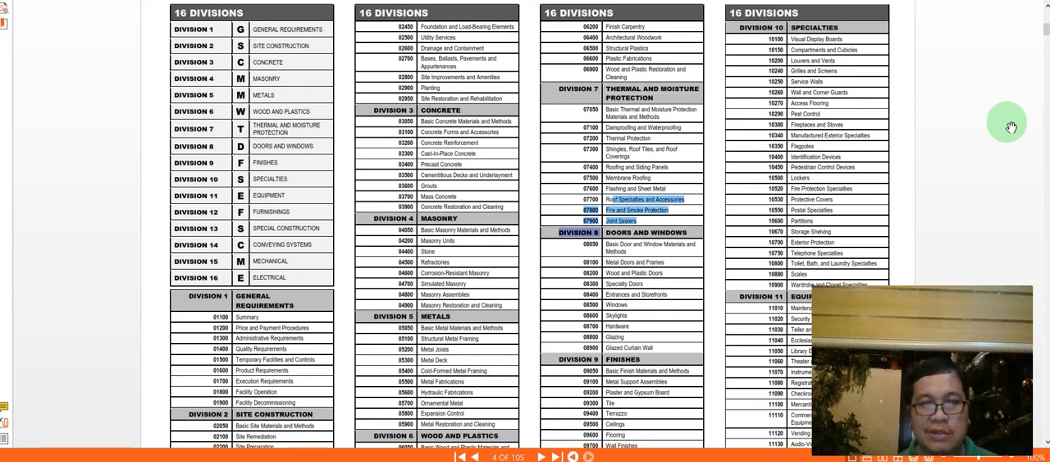Okay, so Division 3 is about concrete. Division 4 is about masonry. Division 5 is about metals. Division 6 is about wood and plastics. Division 7 is about thermal and moisture protection. Division 8 is about doors and windows. Division 9 is about finishes. Division 10 is about specialties.